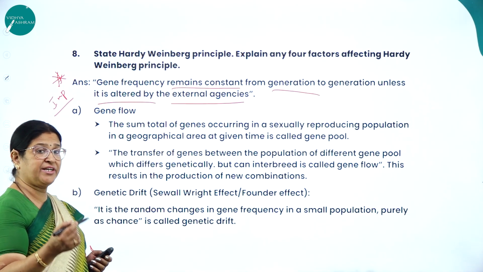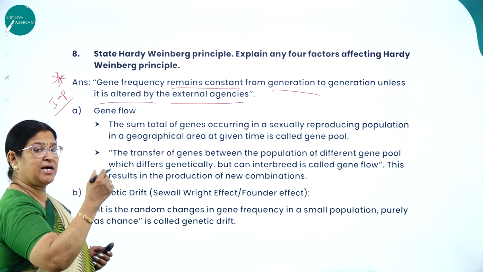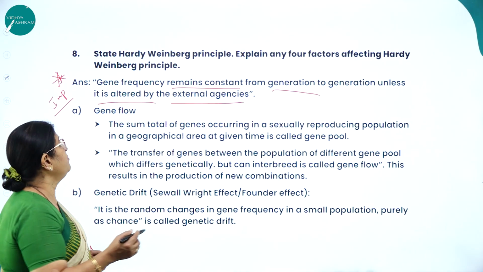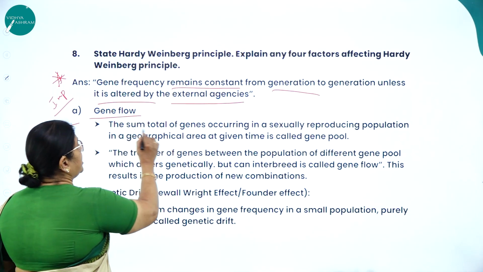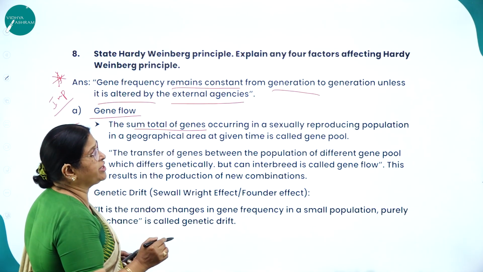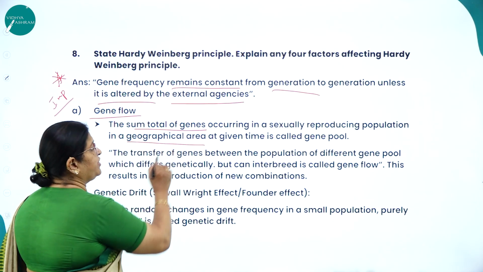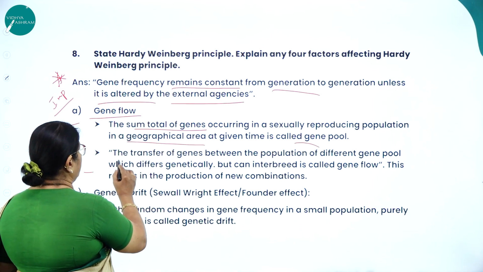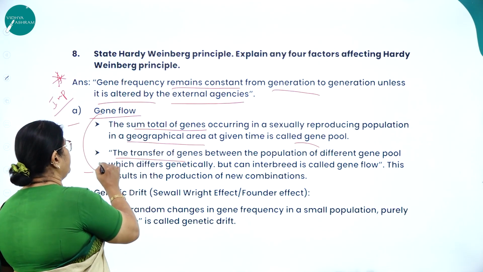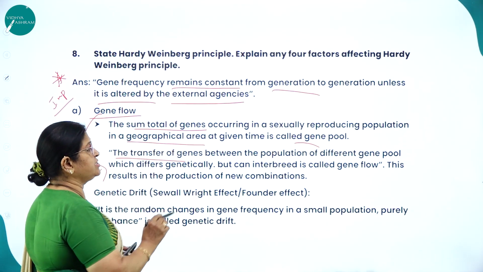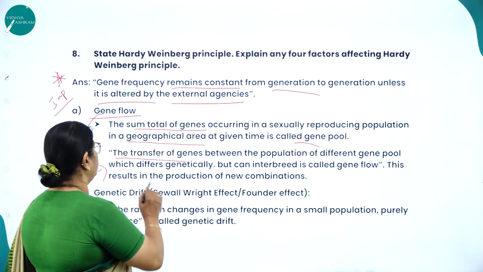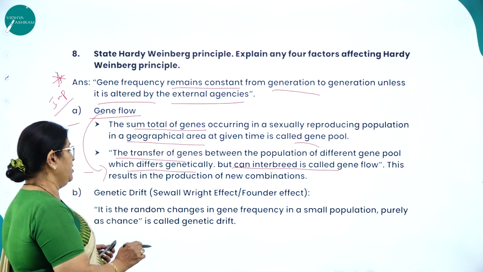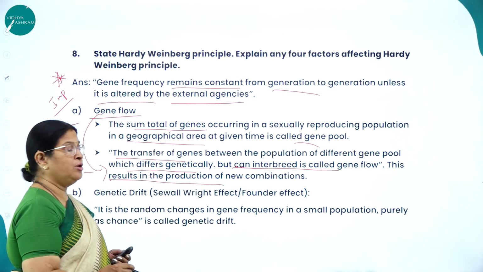That is gene flow, genetic drift, natural selection, and mutation. All these are the factors which affect the Hardy-Weinberg principle. So what is gene flow? The sum total of genes occurring in a sexually reproducing population in a geographical area at a given time is called gene pool. Then the transfer of genes. So what is gene flow then? The transfer of genes between populations of different gene pools which differ genetically but can interbreed is called gene flow. This results in the production of new combinations.